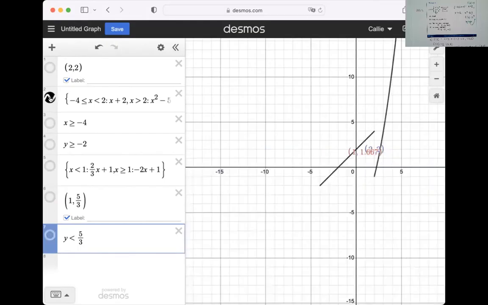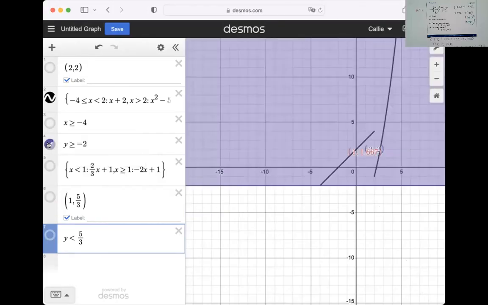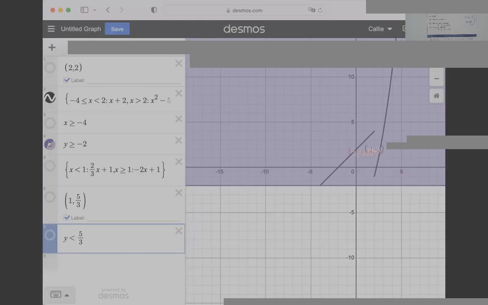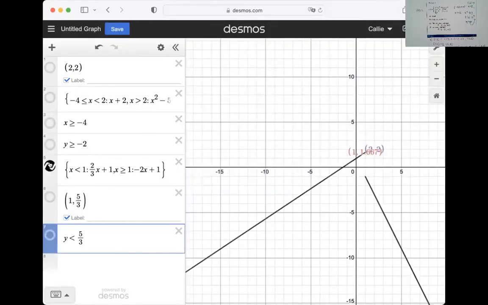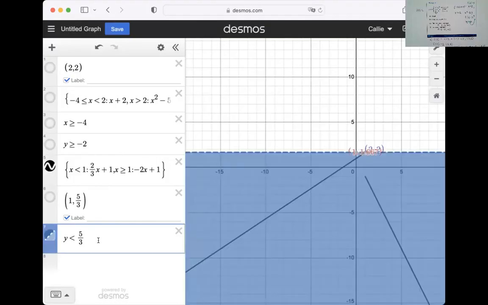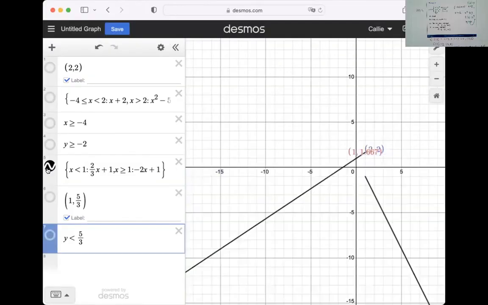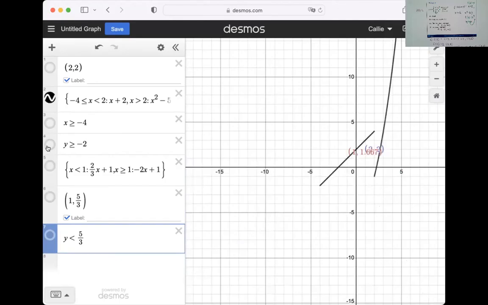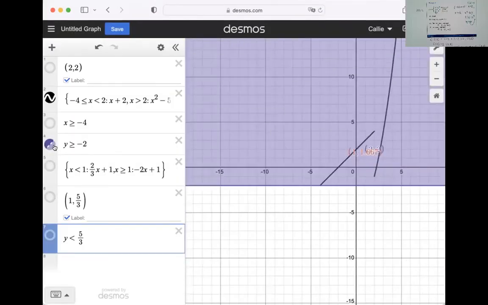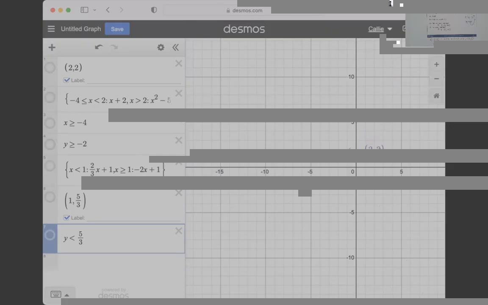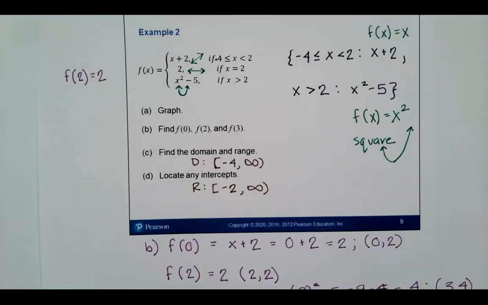And for these, this is my range. Everything above -2. For this one, everything below and not including 5/3. For this one, everything above and including -2. So that's what we need to do to find the range. It's definitely the most difficult part, but you can do it.